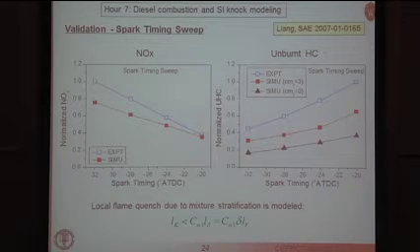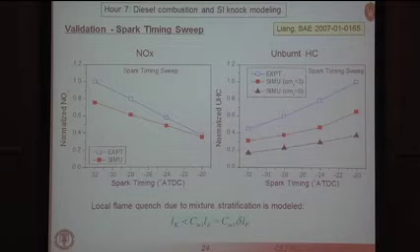This shows some of the other quite sensitive parameters, for example, nitric oxide versus spark timing. There are some discrepancies, but certainly the trends are calculated with these models. This one here shows the experimental unburned hydrocarbon from the engine and two different estimates of that from the model.